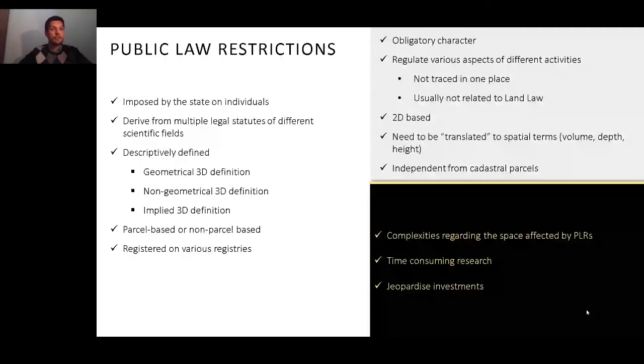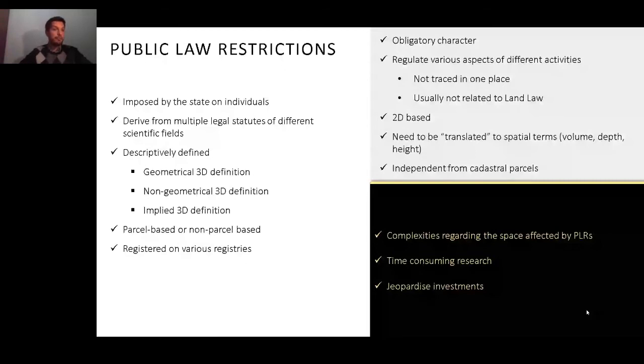Public law restrictions also derive from multiple legal statutes of different scientific fields. This means that they cannot be traced in one place, in one registry, and they are usually not related to land law, actually. Moreover, they are descriptively defined with references ranging from pure references to 3D characteristics, which is actually not the most usual case, to more abstract definitions, for example, to physical or other types of characteristics, which means that all these references need somehow to be translated to spatial terms, to volume, depth, or height.